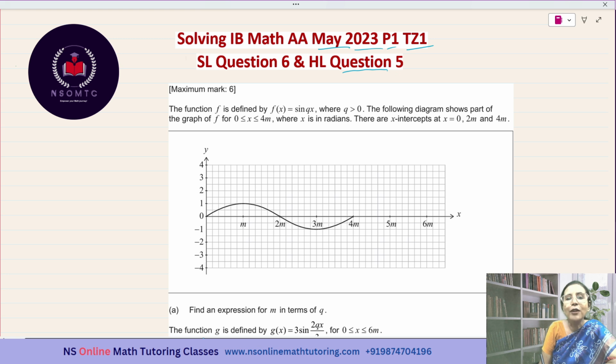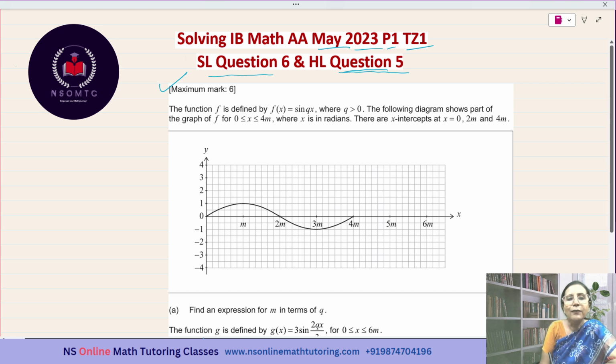And this is a common question, common for both the SL and the HL level students. For the SL students, it is question number 6 and for the HL students, it is question number 5. So without any further delay, let us start answering this question. The maximum mark is 6.